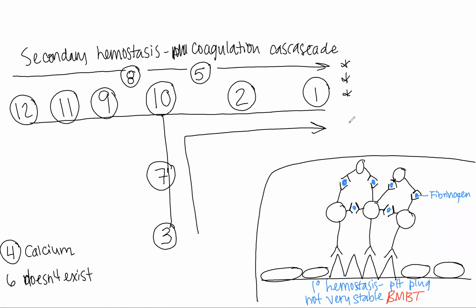So there are 3 things that we want to know about each. We want to know which one's intrinsic, which one's extrinsic, which one measures PT, which one measures PTT, and which one is primarily affected by heparin, and which one is affected first by warfarin.